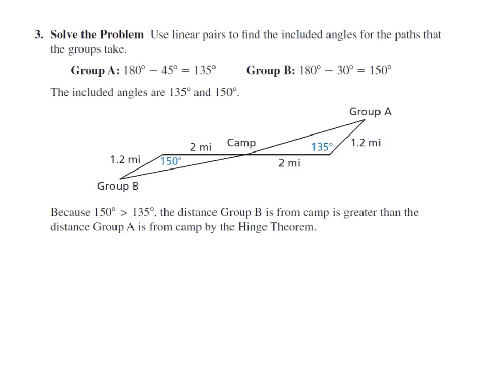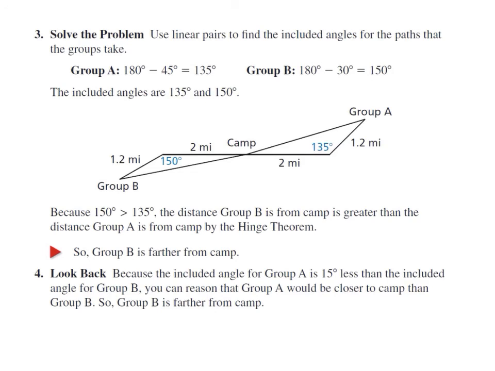Because 150 degrees is greater than 135 degrees, the distance group B is from camp is greater, so this distance is greater than the distance group A is from camp, according to our Hinge theorem. So in answer to the question, group B is farther from camp.